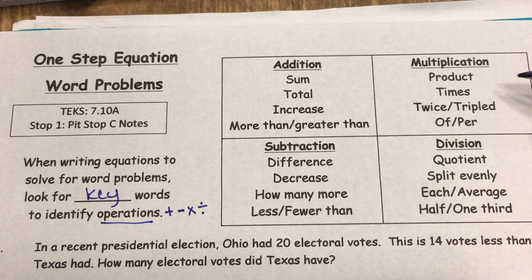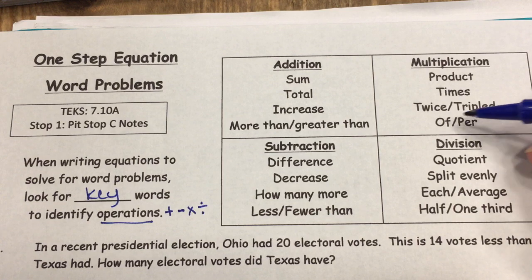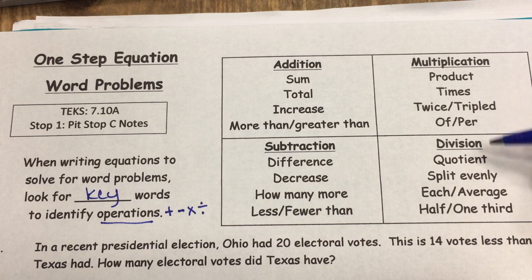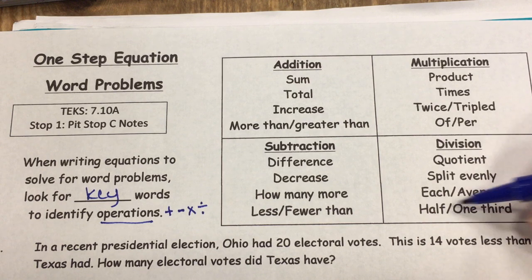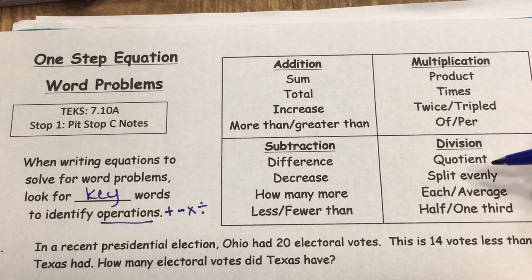With multiplication, if you see the word product or times, twice would be times 2. Tripled would be times 3, right? Of or per. Okay, these words can often represent multiplication. With division, if you see the word quotient or split evenly, sometimes each or average. Half would mean what? Divided by 2. 1/3 would mean divided by 3. So these are just words to look for, and to think about if you see them, that those could possibly mean adding, multiplying, subtracting, or dividing.